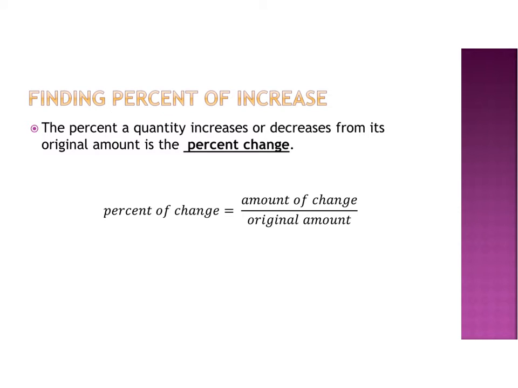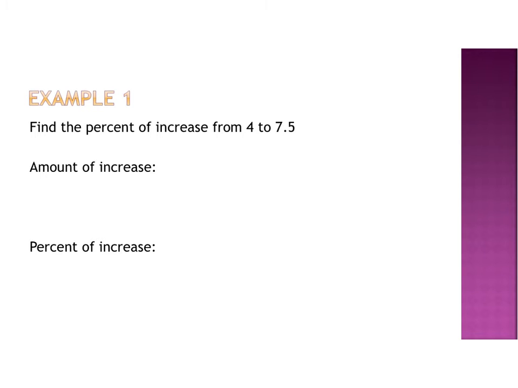The percent a quantity increases or decreases from the original amount is called the percent change. So you might hear something like there's a 30% increase or a 25% decrease. That's what we're talking about when we're talking about percent change. We find percent change by taking the amount of change and dividing it by the original amount. So again, we have our part divided by our whole. Let's take a look at a couple examples and see how this works.